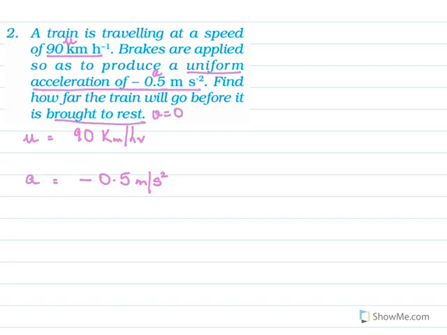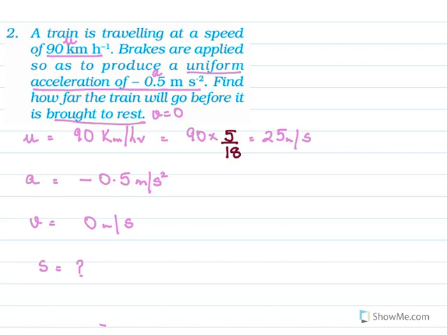Comes to rest means v equal to 0. It stops after some time. So we put v equal to 0 meter per second. And here we need to know how far. The distance is what we need to find. Now first we need to convert this 90 km per hour into meters per second. For this we're going to multiply by 5 over 18. This will work out to 25 meters per second.